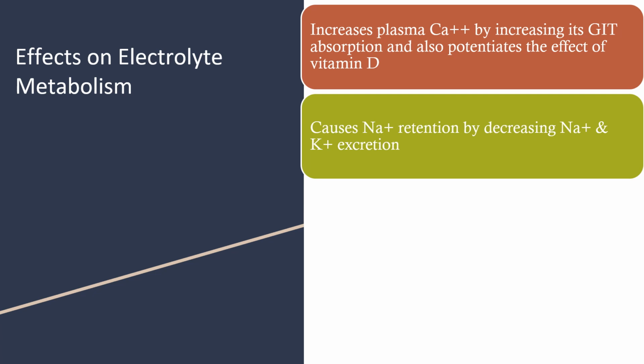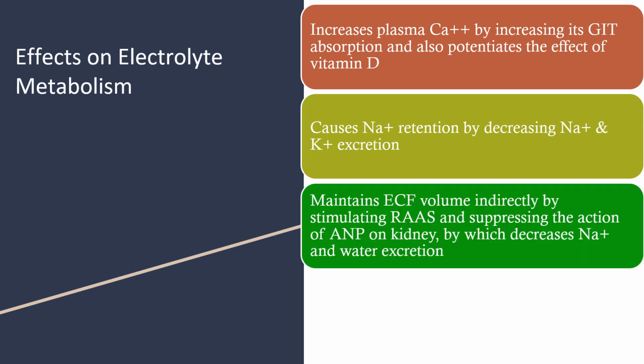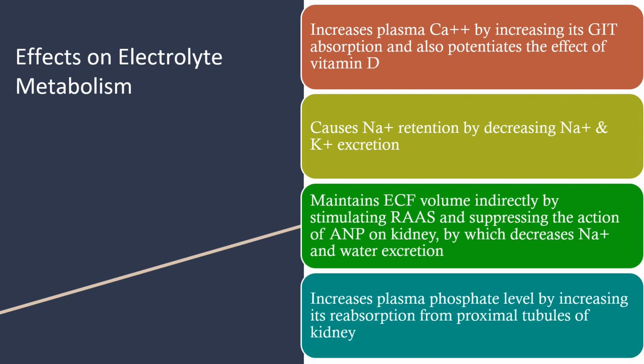It also causes sodium retention by decreasing the sodium and potassium excretion in the urine. It maintains the extracellular fluid volume indirectly by stimulating the RAS system and suppressing the action of the atrial natriuretic peptide on the kidney. So growth hormone decreases the sodium and water excretion. It increases the plasma phosphate level by increasing its reabsorption from the proximal tubules of the kidney.